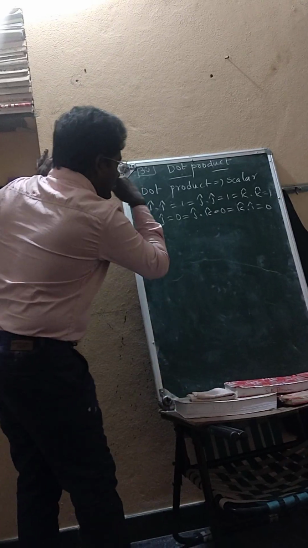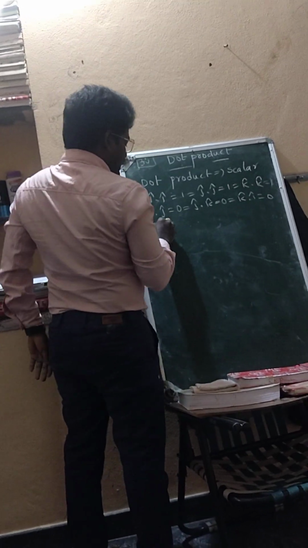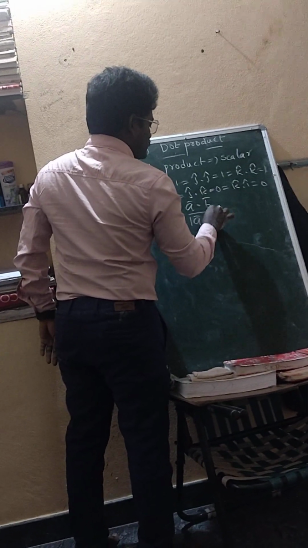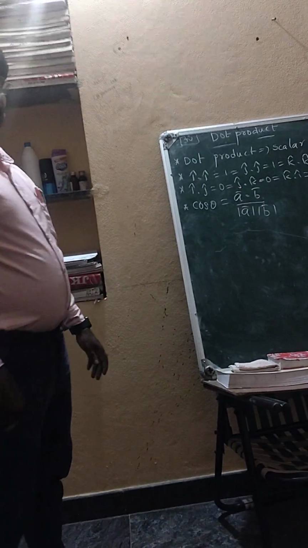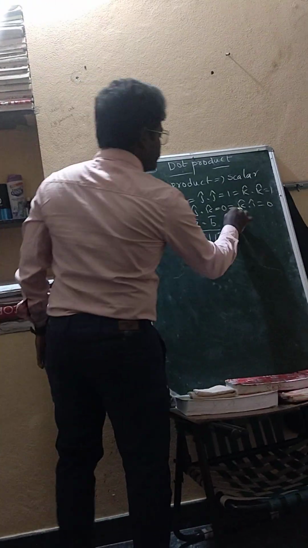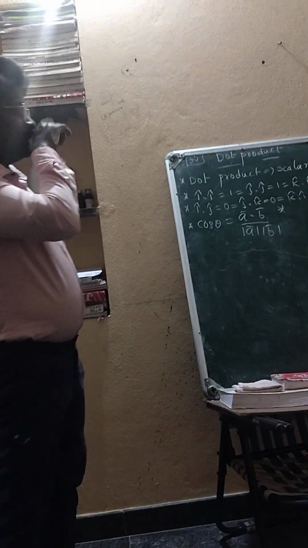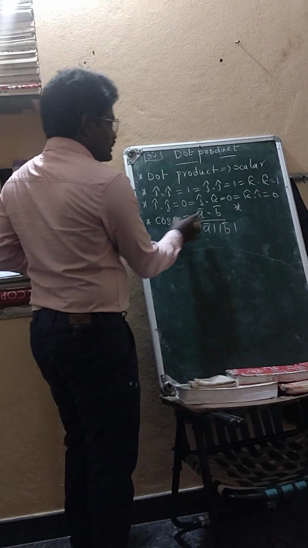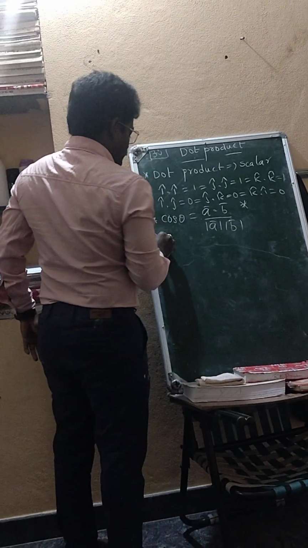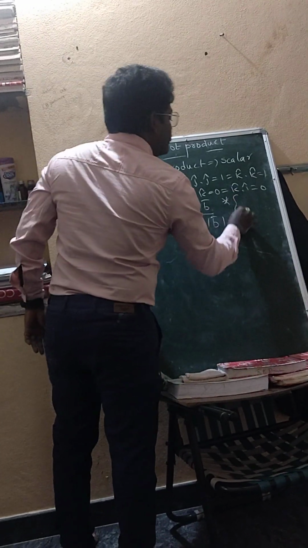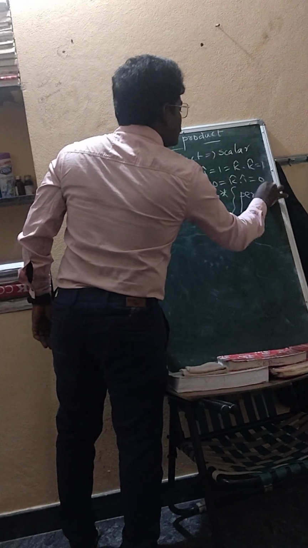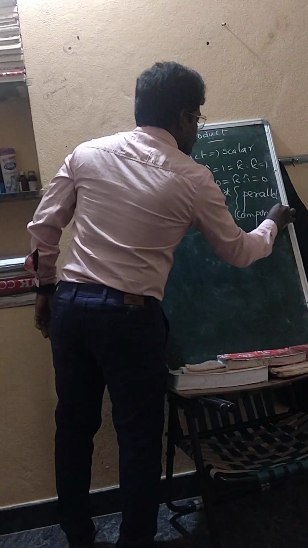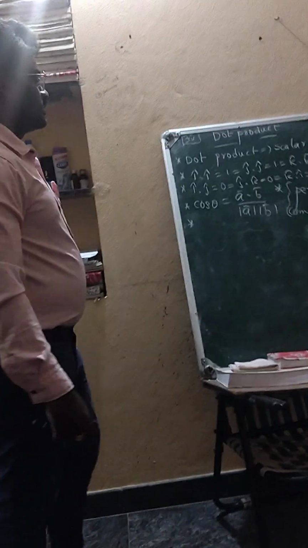Next, the dot product and the angle: cos of the angle between the two vectors equals A bar dot B bar divided by magnitude of A bar times magnitude of B bar. This proof is important. First I will state the conditions, then I will explain the proof. Cos theta equals A bar dot B bar over magnitude of A bar, magnitude of B bar. At the same time, dot product is the parallel component.